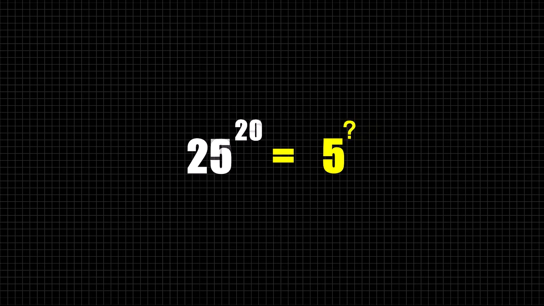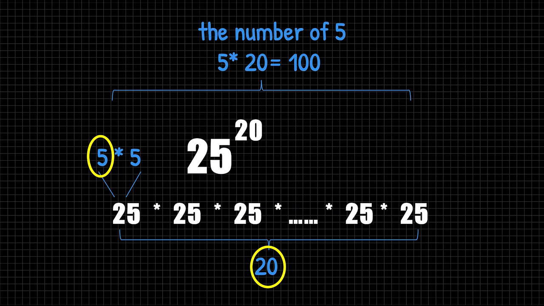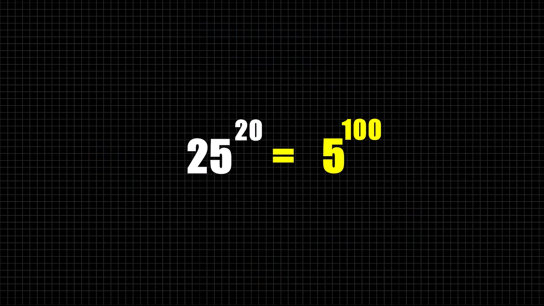Easy. Now, what about 25 to the power of 20? Same idea. We multiply 25 20 times. And each 25 is 5 copies of 5. So that is 20 times 5 equals 100 copies of 5. So this one is also 5 to the power of 100. Since both numbers equal 5 to the power of 100, they must be equal.